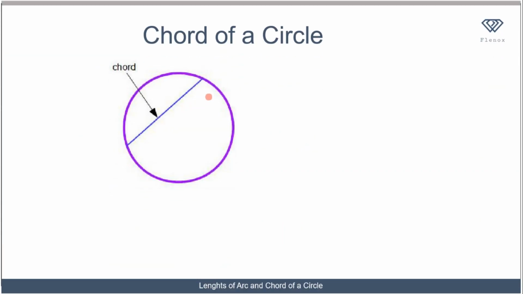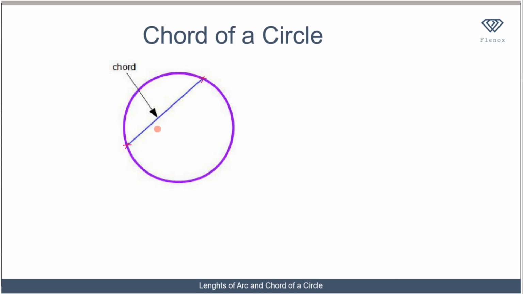So now let's move on to chords. So what is a chord? A chord is a line that is drawn that touches the circumference at any 2 points. As you can see, this line is drawn within the circle and it touches the circumference at this point and this point. So such a line drawn is called the chord.